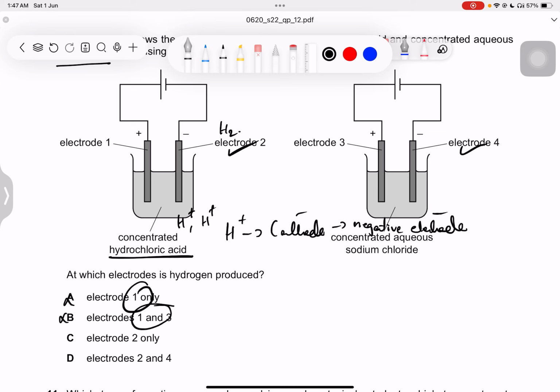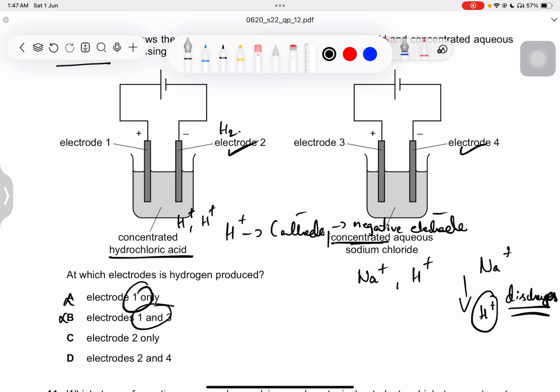As for electrode 4, we have concentrated aqueous sodium chloride. Being concentrated does not affect the products formed because according to the reactivity series, Na is above and H plus is way down below. So H plus discharges and it is given the preference over Na plus. And being concentrated does not have an effect on this.